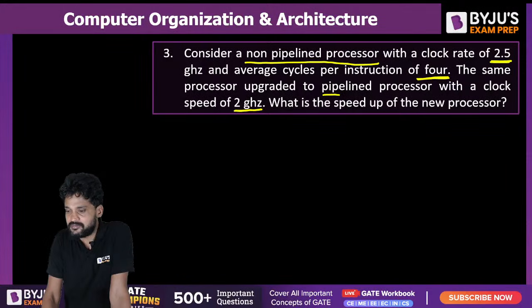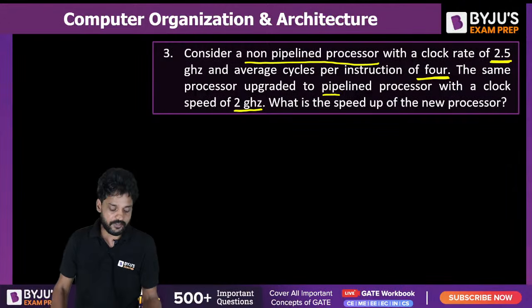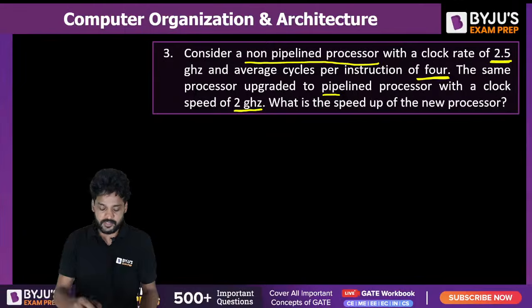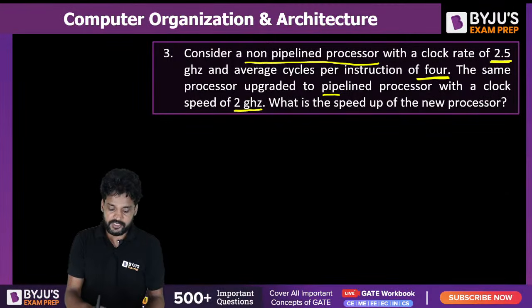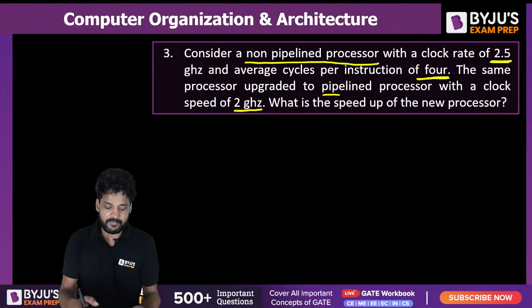I guess some information is lacking. 4 stages or 5 stages? Let me check the validity of the question here, because there is some data missing in this question according to me. Let me see this. Consider non-pipeline processor.